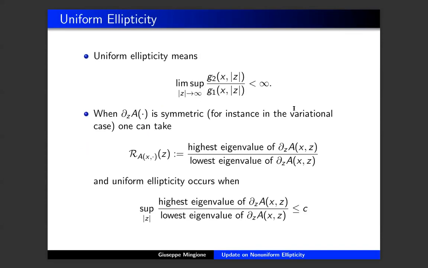And what matters in elliptic regularity theory is actually the ratio between these two, essentially the behavior at infinity of this ratio, because this quantity enters in all the regularity estimates you might like to have. Whenever you try to make some regularity estimate, this ratio comes up. And essentially, when you are considering a symmetric vector field of this type, so a vector field A whose derivative is symmetric, which is always the case in the variational case, then you are just considering this. This is what I call the ellipticity ratio. That's the ratio between the highest and the lowest eigenvalue, point by point. It's a pointwise ratio.